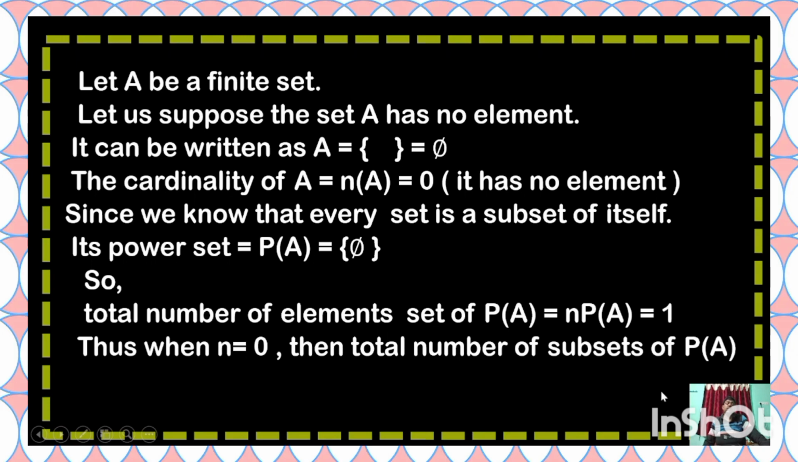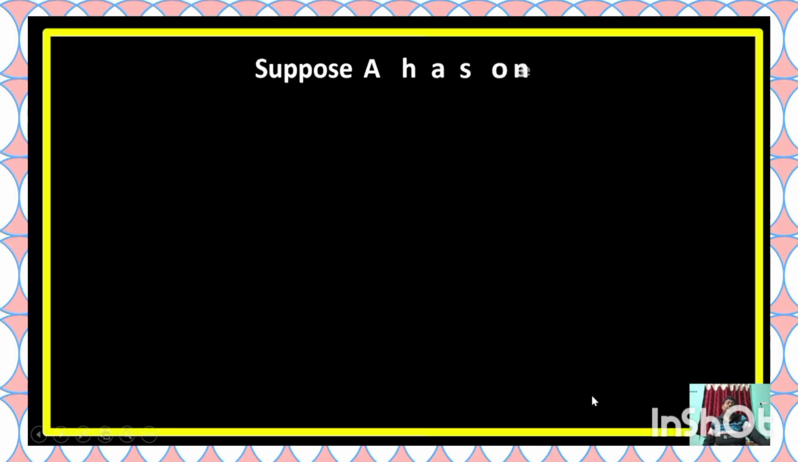Then the total number of subsets of the power set is what? 1. And we can write 1 as what? 2 to the power 0, because the value of 2 to the power 0 is 1. Thus, when a set has no element, when n is equal to 0, the total number of elements in the power set is 2 to the power 0. Right? Understand? Okay.